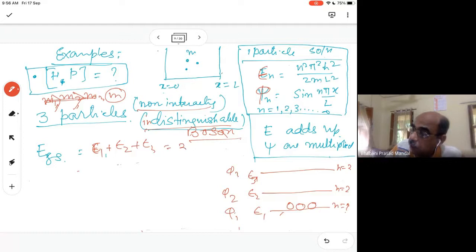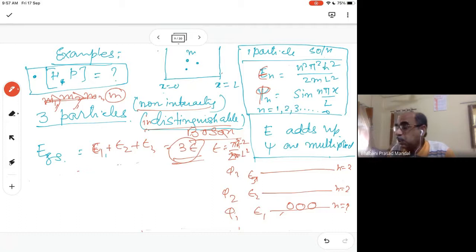So it will be 3 epsilon, where epsilon is pi square h cut square by 2 m l square. Okay, so the energy will be 3 epsilon. Now the mass is equal, so I can add them to 3. Earlier I did it, but that was a mistake. Masses are different, so the energy will be different for distinguishable. For indistinguishable, there is no difference for the ground state, because they are the same. These are bosons, but still they occupy the same state, so no problem.